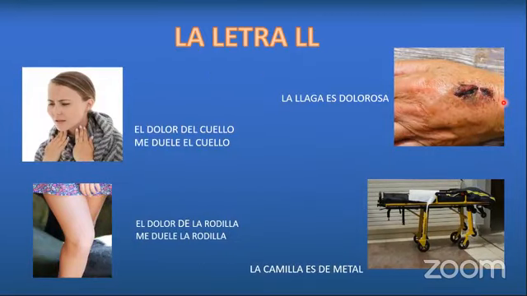Let's do some small sentences using the previous words here. El dolor del cuello.